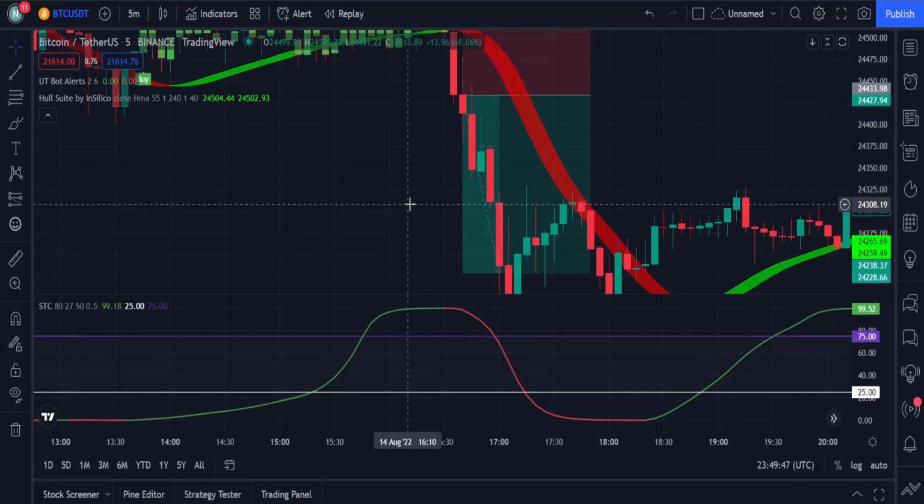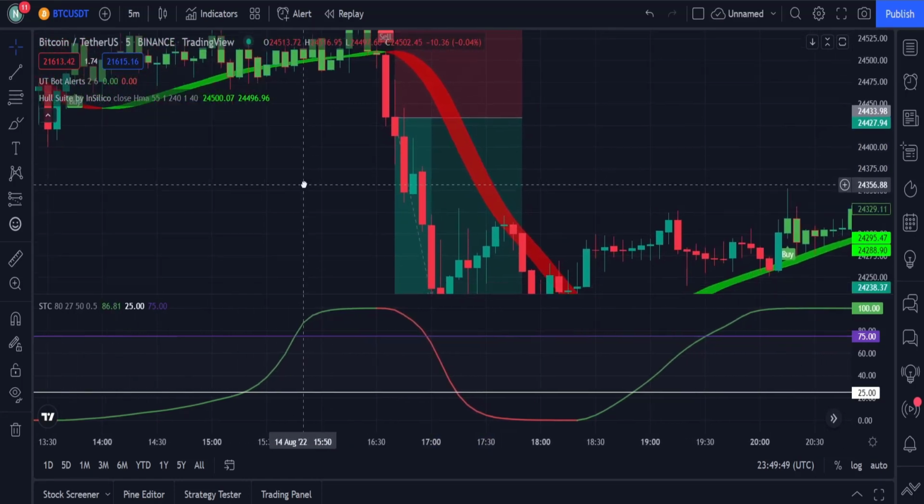So this is a super simple and cool strategy that can surely help you, but please backtest it yourself.